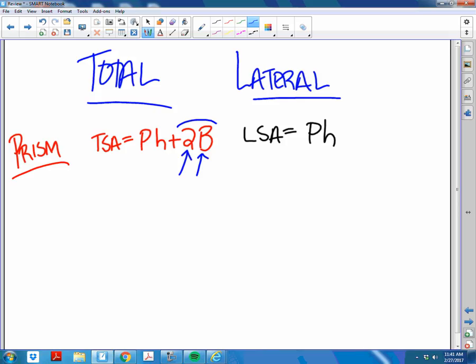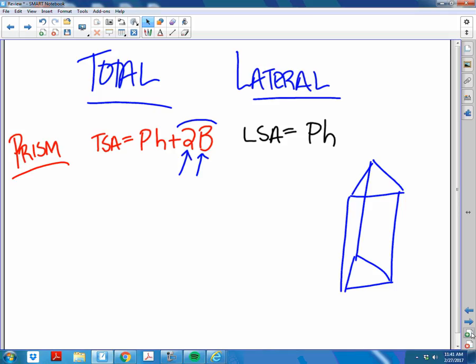Labib? Oh no, let's look at a prism. So the lateral surface area is this part in here, right? The parts without the bases, right? The area of the base times the height. Think about it this way. We'll do it in a cylinder. A cylinder is an easier thing to do.